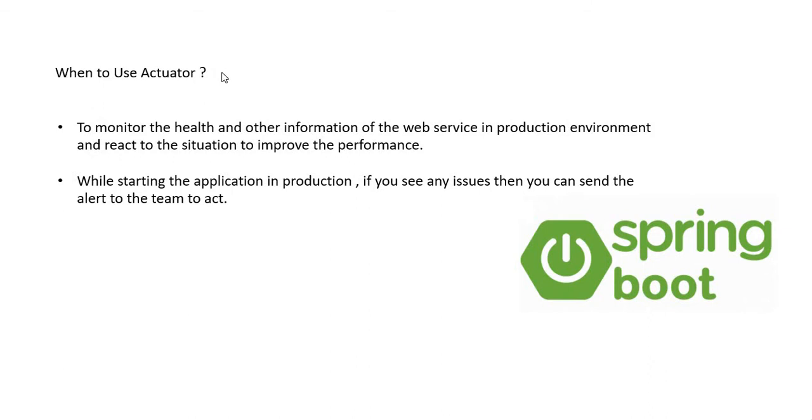When to use Actuator? To monitor the health and other information of the web service in production environment and react to the situation to improve the performance. While starting the application in production, if you see any issues, then you can send the alert to the team to act.